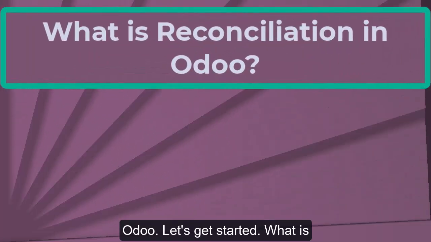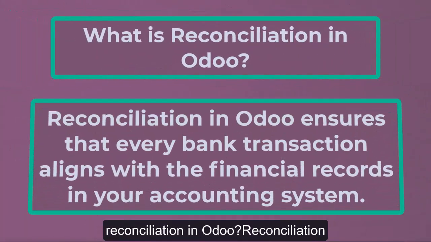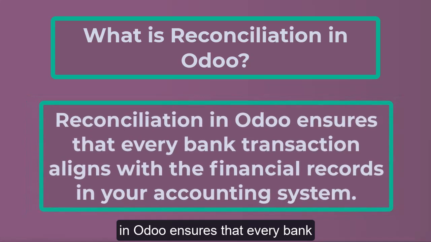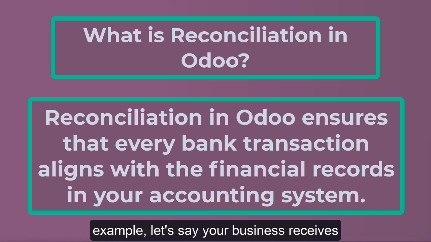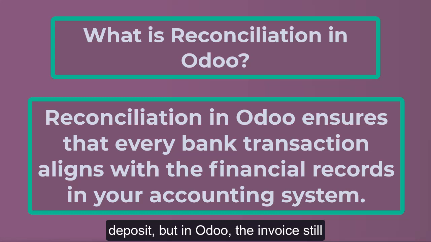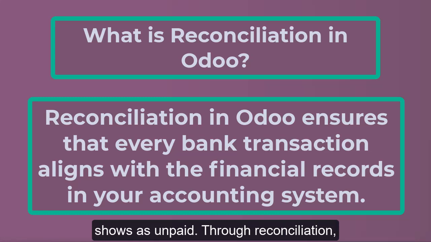Let's get started. What is reconciliation in Odoo? Reconciliation in Odoo ensures that every bank transaction aligns with the financial records in your accounting system. For example, let's say your business receives a payment of $2,000 from a customer for an invoice. The bank statement shows the deposit, but in Odoo, the invoice still shows as unpaid. Through reconciliation, we link the bank statement transaction with the corresponding invoice in Odoo to confirm that the payment was received. This prevents errors, ensures accuracy, and keeps financial reports up to date.